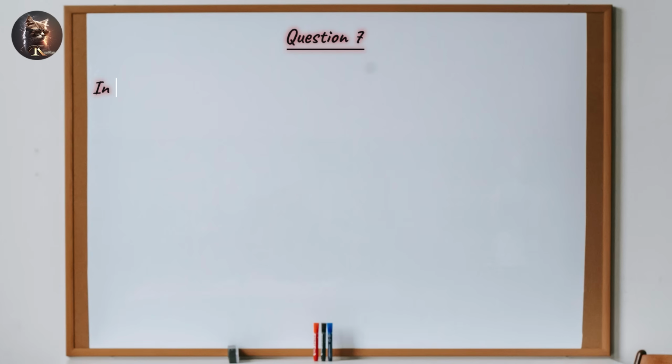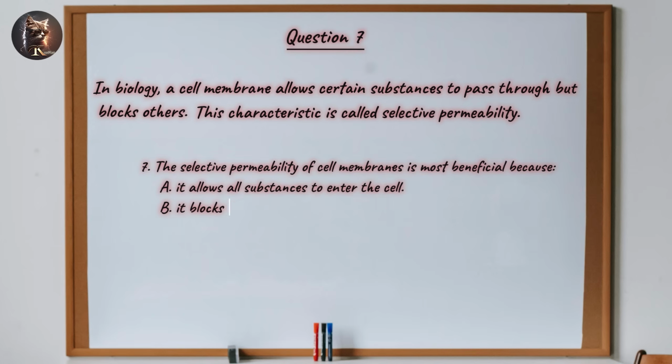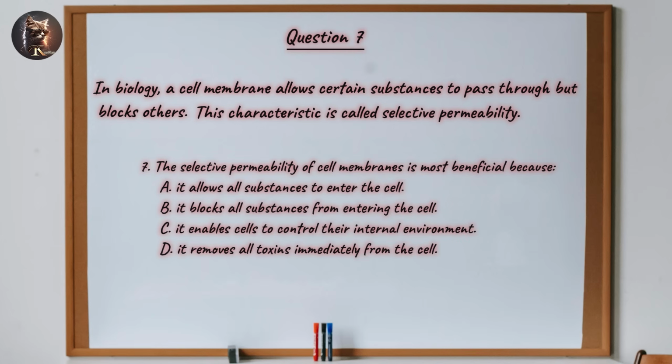Here's the passage. In biology, a cell membrane allows certain substances to pass through but blocks others. This characteristic is called selective permeability. And here's our question. The selective permeability of cell membranes is most beneficial because Option A says it allows all substances to enter the cell. Option B says it blocks all substances from entering the cell. Option C says it enables cells to control their internal environment. Option D says it removes all toxins immediately from the cell.